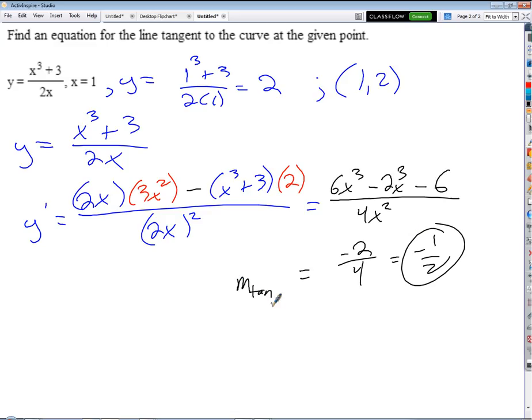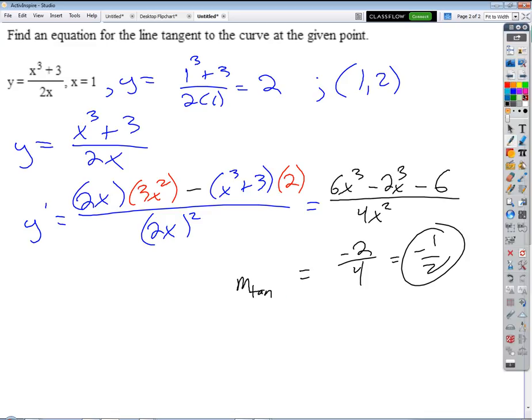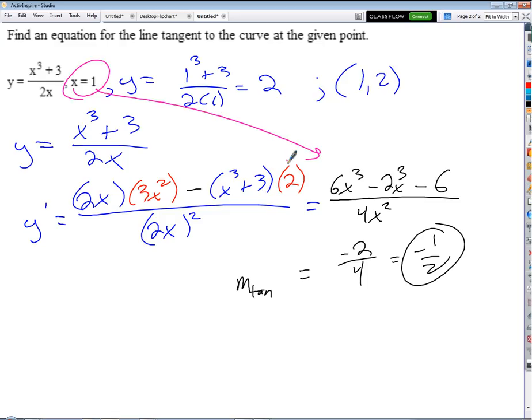Wait. How did you all of a sudden get negative? Because I just plugged in x equals 1, which equals 6 minus 2 minus 6. Because we're trying to find the equation for the line, right? So we need a point and a slope. Right. You got me. Okay.